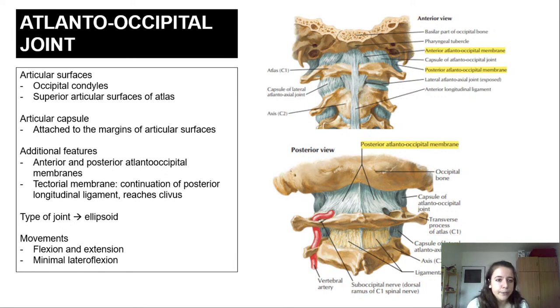So the capsule, then some additional features. We have the anterior and the posterior atlanto-occipital membranes. They're just membranes that go from the anterior and the posterior arches, and they insert around the occipital condyles, anterior to the occipital condyles and posterior to the occipital condyles. Mainly the posterior atlanto-occipital membrane is important because it is going to be pierced by the vertebral artery. You can see here how the vertebral artery is ascending. It is passing through the groove for the vertebral artery, sulcus arteriae vertebralis, and it is piercing the posterior atlanto-occipital membrane to go through the foramen magnum to the brain.